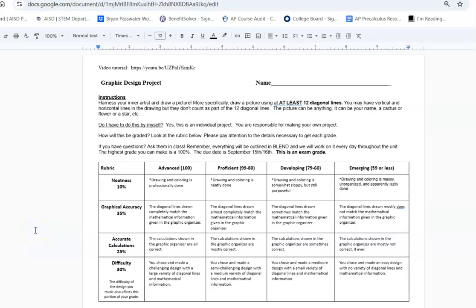Hello, everybody. This is a little tutorial about how to do most of the math section of this project. You should watch this video after you have your 12 diagonal lines drawn on the coordinate plane, making whatever you really want to make, like a cactus, flower, star, Houston Astros logo, LA Dodgers logo. I don't know. You made it.